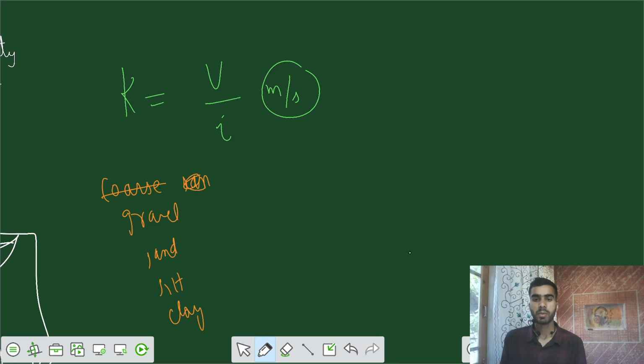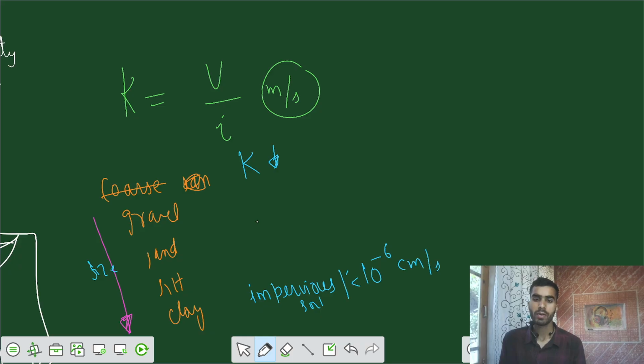So the value of the permeability decreases as the size of the soil particles decreases. For clay, we say it is impervious. It has a very small permeability, which we write as impervious soil, and its value of K is less than 10 to the power minus 6 centimeters per second.